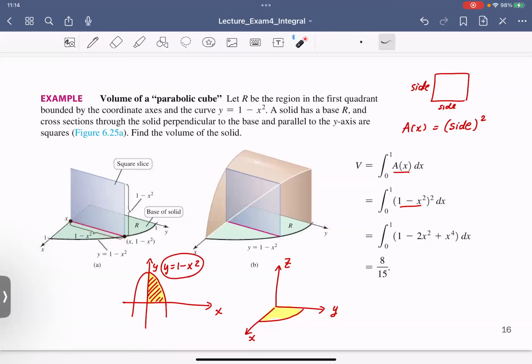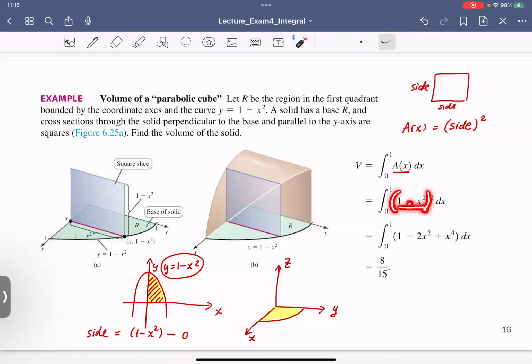Can you follow that? I want to know the size of the square here. In order to get that length, I'm going to go back to my base picture, and it's similar to this line. This means you have to do the top curve minus the bottom curve. The side is 1 minus x squared minus 0, which is 1 minus x squared, because you do the top minus bottom. This is the top minus bottom, and that is here.